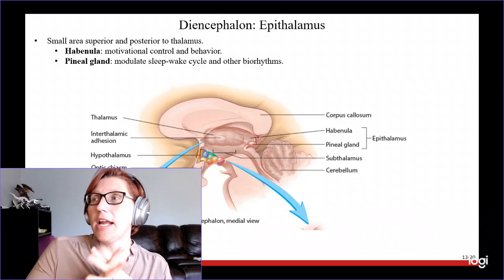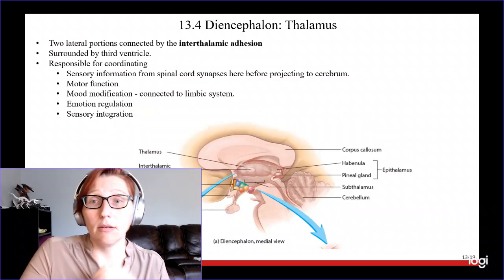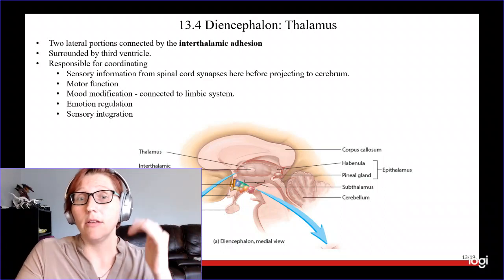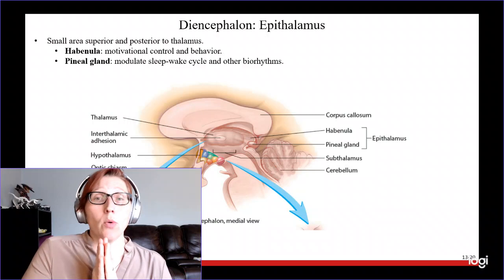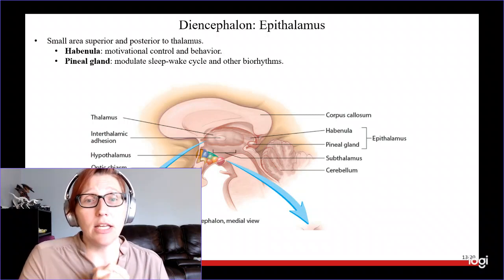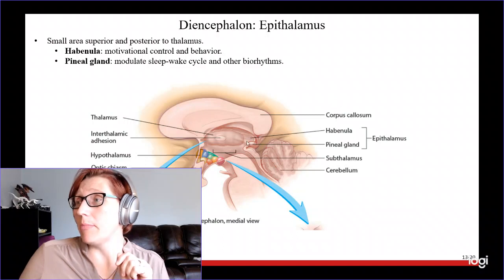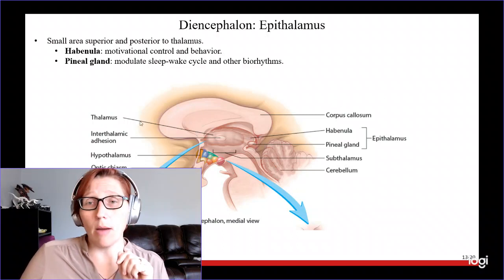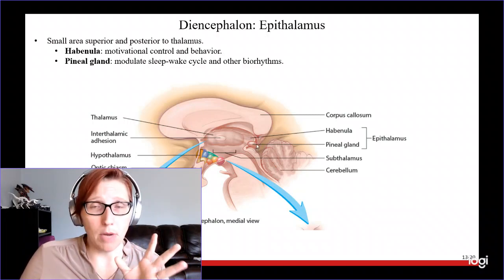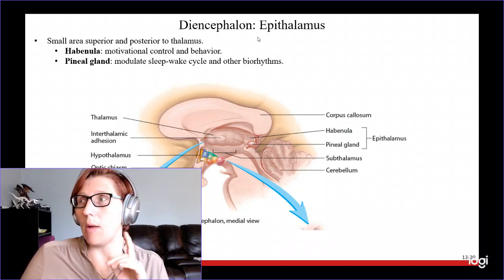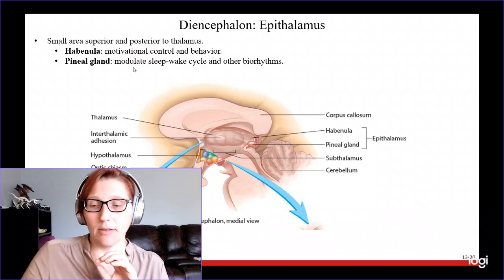All right, so the diencephalon or epithalamus is above, correct? So that's above the thalamus. These are note cards. You need to know the habenula and the pineal gland, being this little lima bean sized thing, which I think you got an opportunity to see. Again, I'm not interested in structure. I want to know that you know that the epithalamus contains these things.